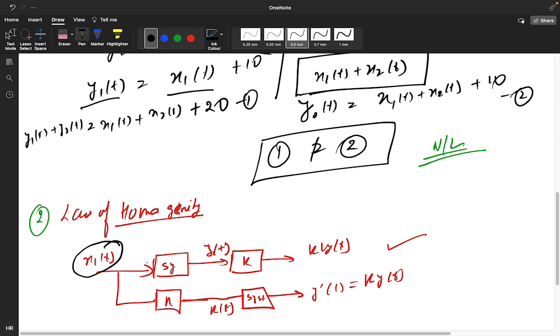Your input is passed to the system and you get y1 of t. Then you multiply y1 of t by a scaling factor k, giving k y of t. Now, firstly multiply your input by k, then pass it through the system, and some output is generated. If this output is k y of t, if both are equal, then the system follows the law of homogeneity.